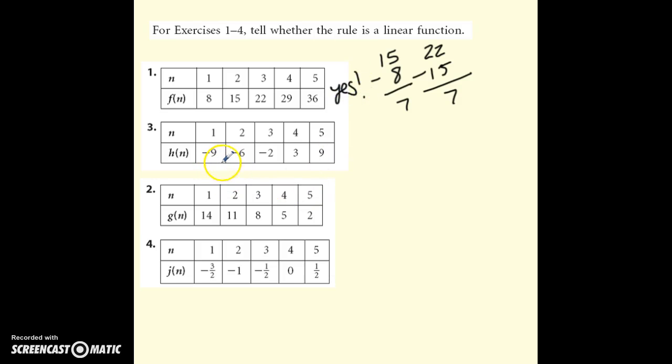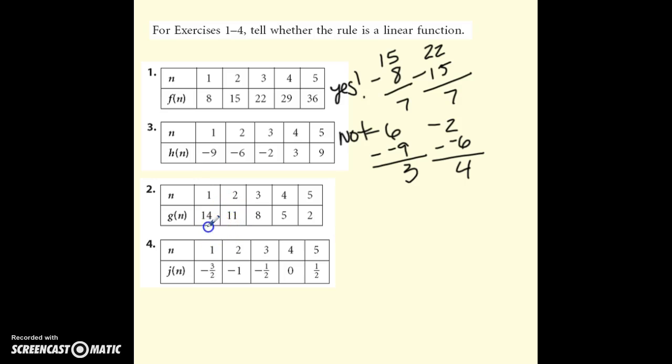I'll do the same thing here. So I'm going to take the second term, -6, and subtract -9. So -6 minus -9 comes out to positive 3, so it looks like I'm adding 3 here. I'm going to do the same thing for a negative 2 minus the negative 6, and I get positive 4. So because I'm not adding consistently, this is not a linear function.